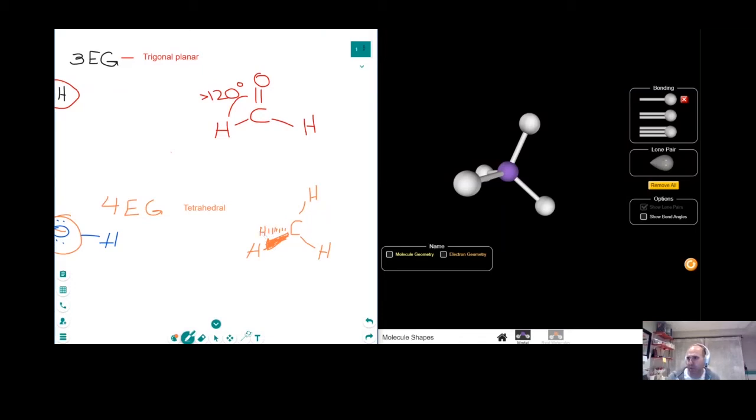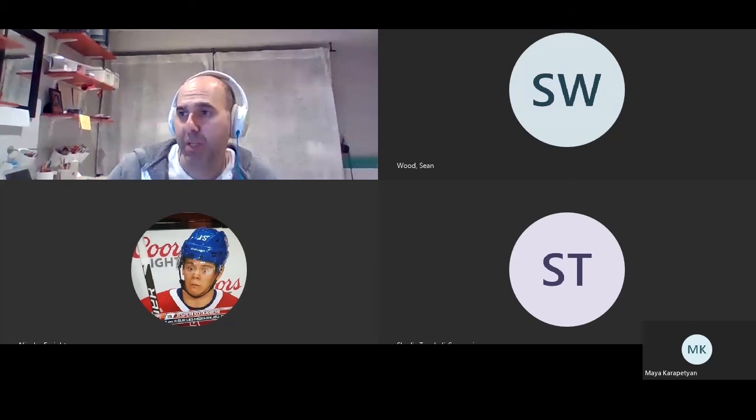Now, this is obviously not the molecule actually that we have. And we're not going to worry about the structure of the OH right now. So this angle is about 109.5. What about the sort of COH angle?